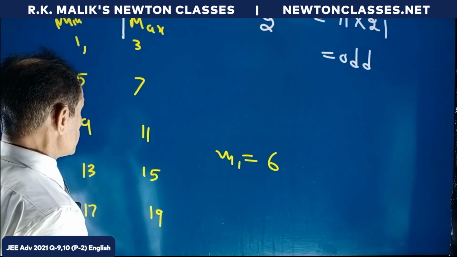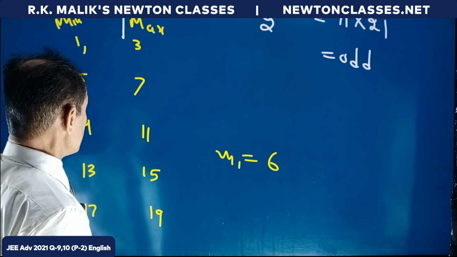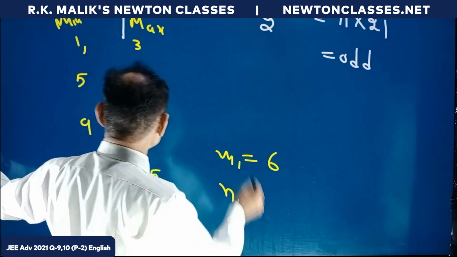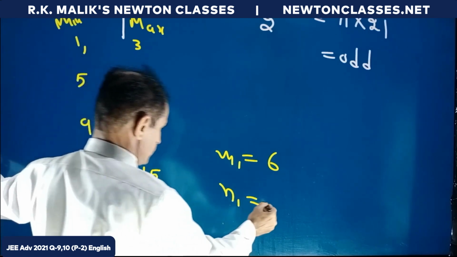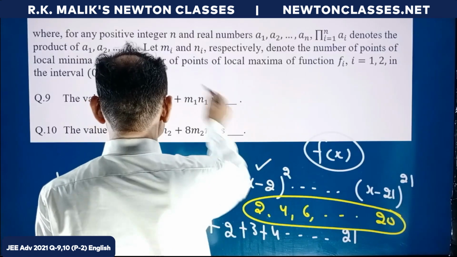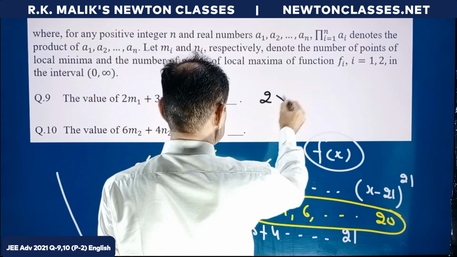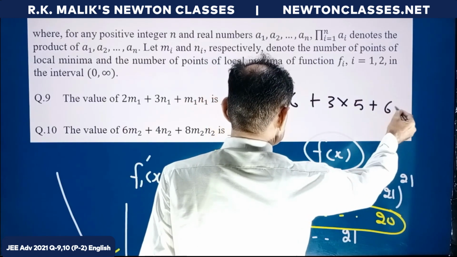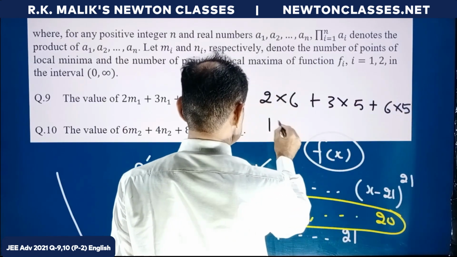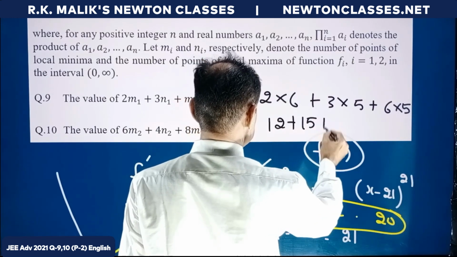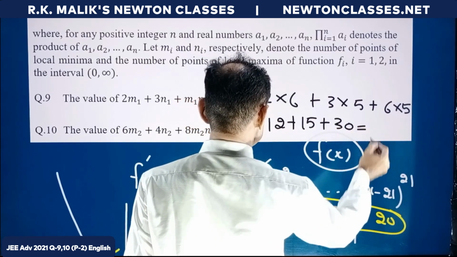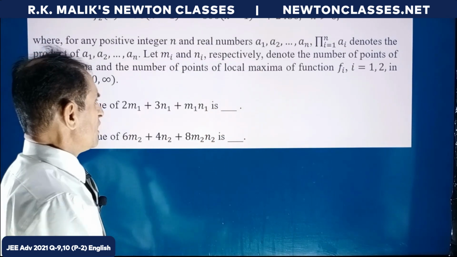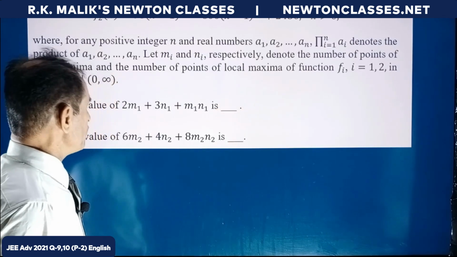And n1 was denoting the number of points of local maxima of f1x, hence n1 will be equal to 1, 2, 3, 4, 5. The value of this becomes 2 into 6 plus 3 into 5 plus 6 into 5, that is 12 plus 15 plus 30 equal to 57.